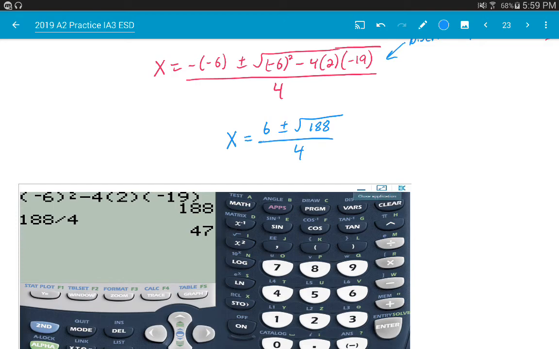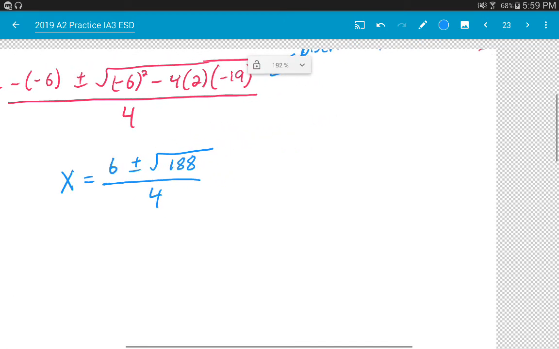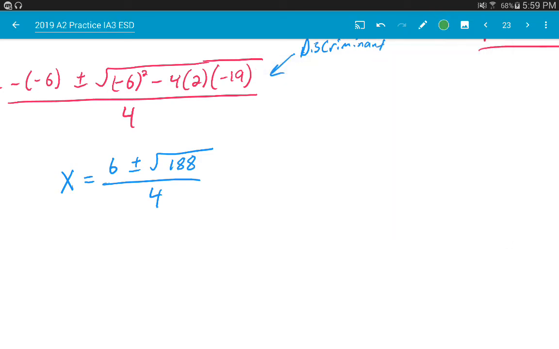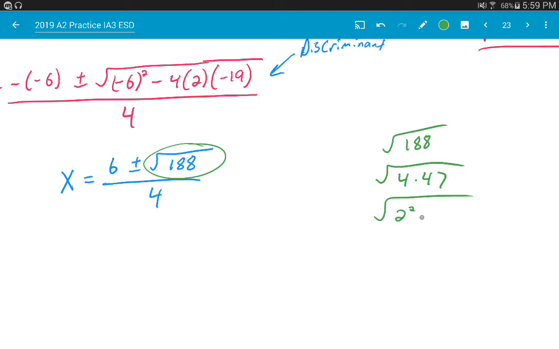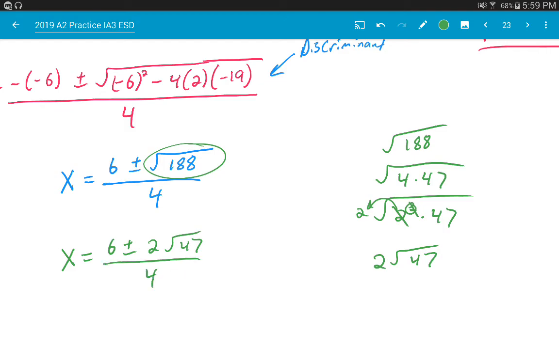Okay. So here's what we're going to do. We're going to take this rad 188. I'm going to do a little magic on it. So square root of 188 is the square root of 4 times 47. 4 is equal to 2 squared, so 2 squared times 47, and it can give up its exponent and come on out, and it's not under there anymore. So I get 2 rad 47. Now I'm going to plug that back in.